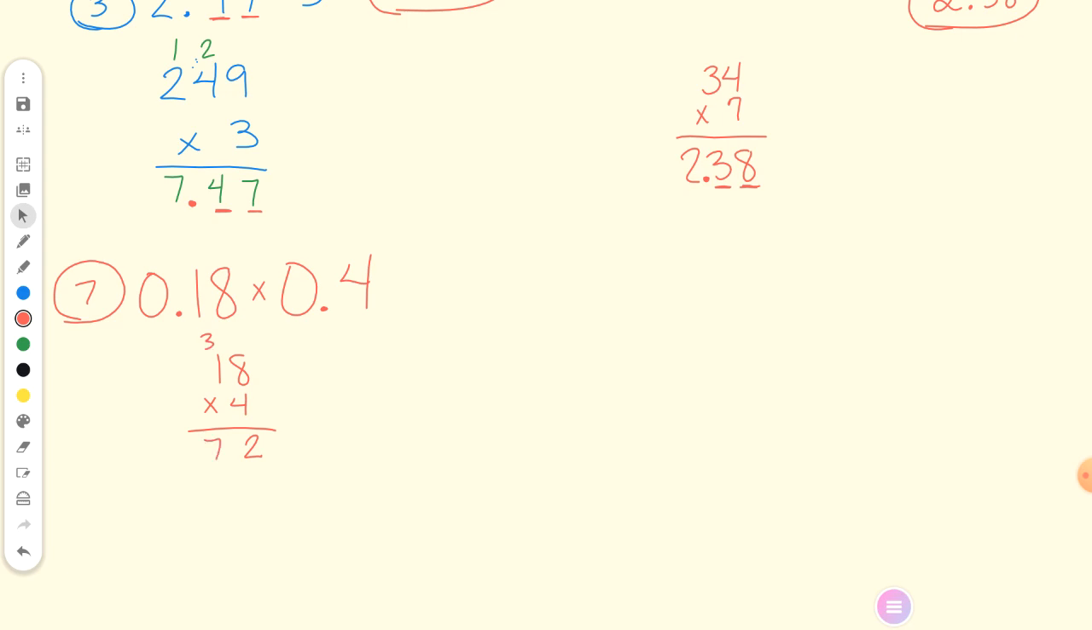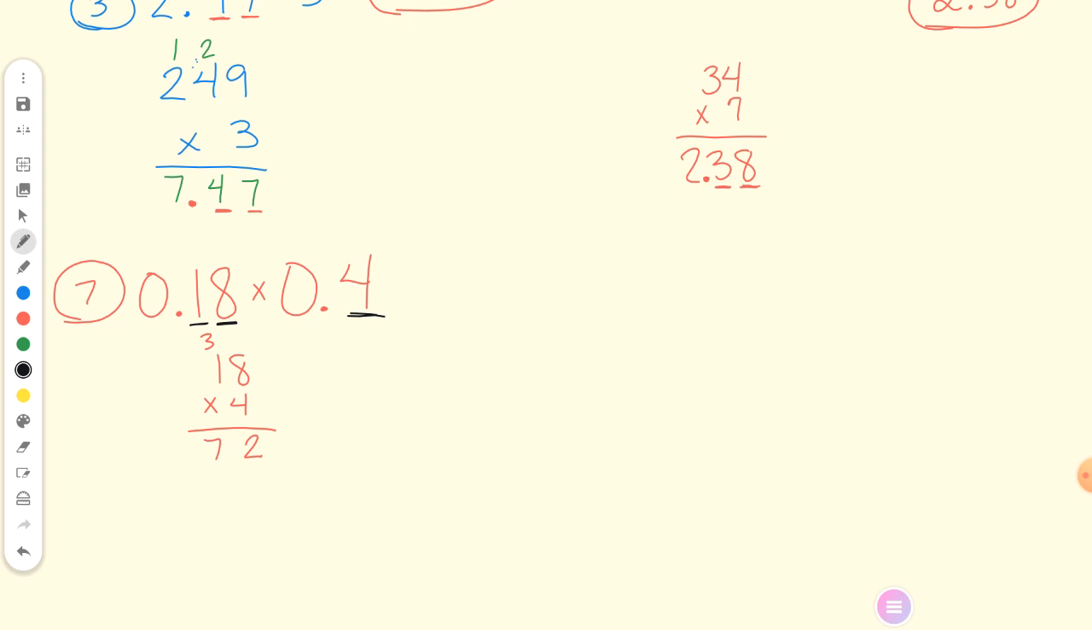Now what, Brady? You count how many decimal places there are in the problem. So it doesn't matter where you start because they're on both sides. So I count 1, 2, and there's another one over there. You have to do the whole problem. So there's 3 in the problem.